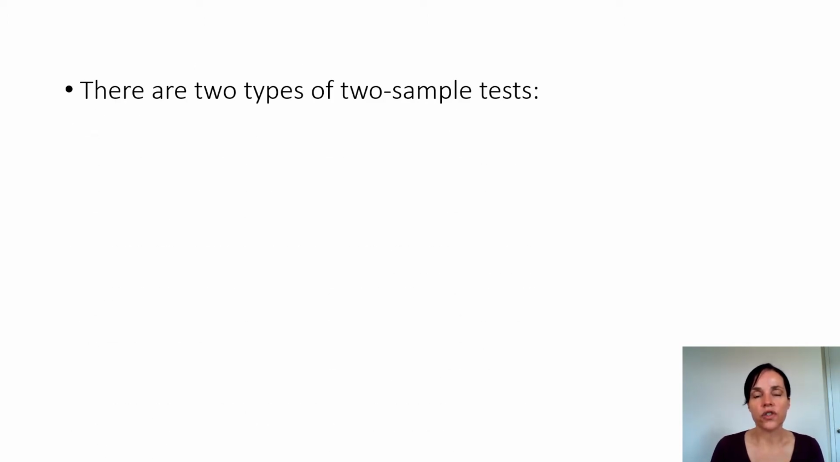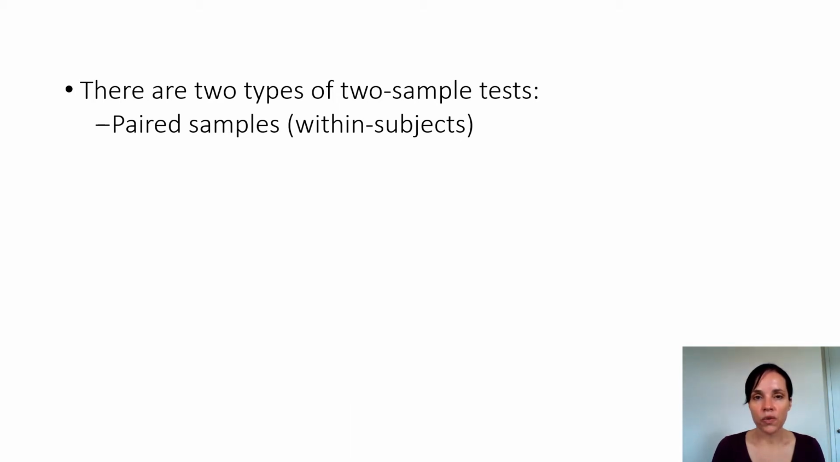One of the hardest things for students to sort out here in Chapter 10 is the two different types of two sample tests. So we have two sample tests that are called paired samples test, and then we're also going to have two sample tests that are called independent samples test. Up first, we're going to take a look at paired samples test. When you move on to research methods next semester, you might hear these tests referred to as within subjects designs.